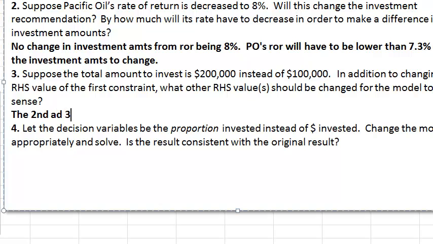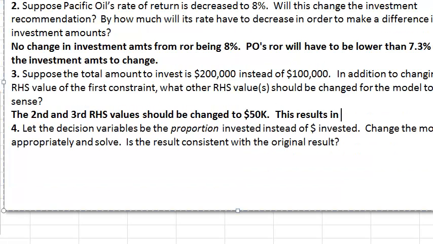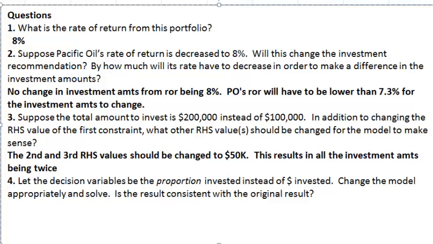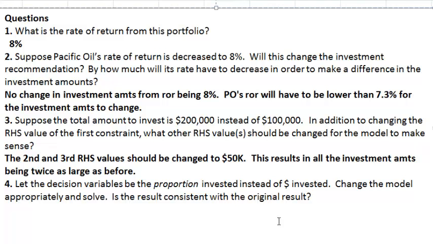So here the answer was that the second and the third right-hand side values should be changed to 50,000, and this results in all the investment amounts being twice as large as before. Speaking of the investment amounts being proportional, let's look at the fourth question.